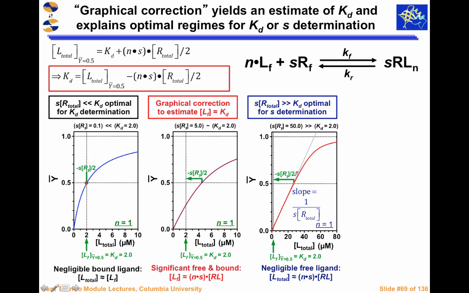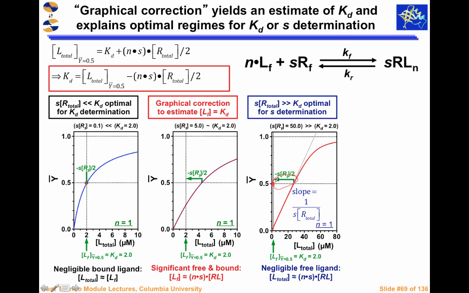Over here, we have a huge graphical correction. It means everything is bound. It means our free ligand concentration is close to the origin. It could be so close to the origin that we have even orders of magnitude uncertainty in free ligand concentration, and therefore orders of magnitude uncertainty in our KD.